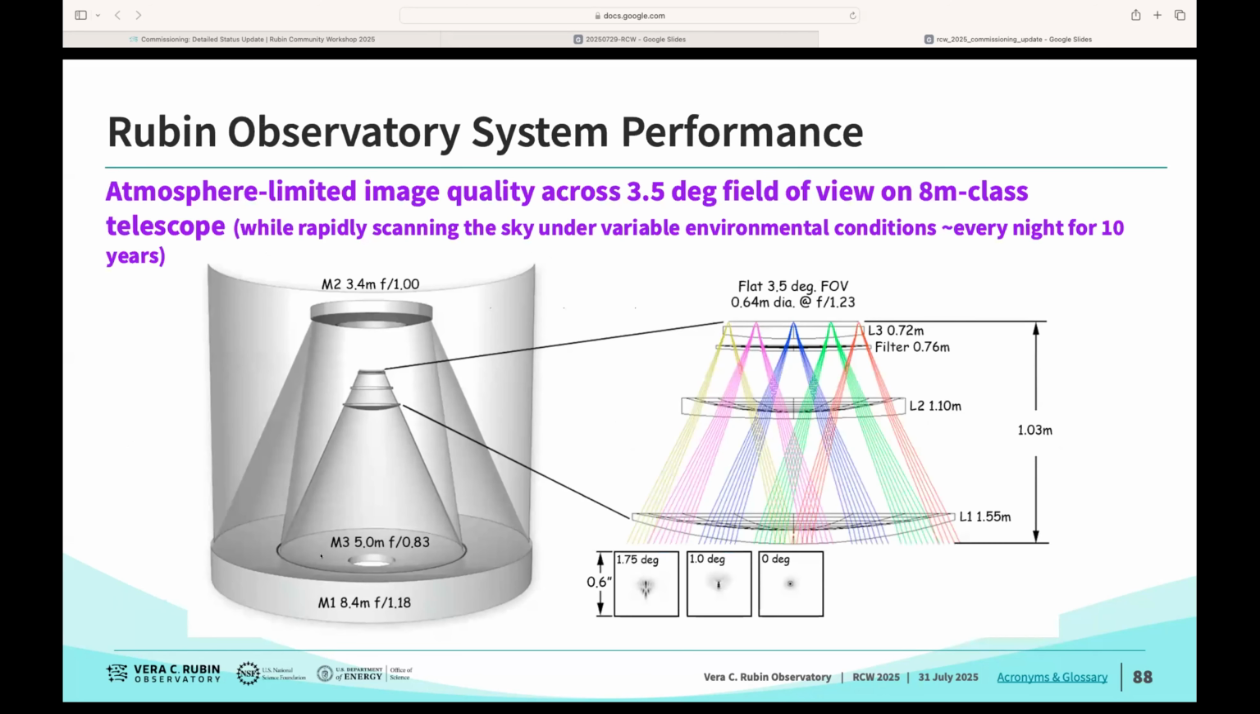So the big picture here is that at Rubin Observatory, we're trying to do something that's never been done before. We're trying to achieve atmosphere-limited image quality across a 3.5 degree field of view on an 8-meter class telescope. And we need to do this while rapidly scanning the sky under variable environmental conditions every night for 10 years. So it's not just about the capability, it's about directing 350,000 kilograms of glass and metal to hold the surface of the mirrors steady within about 10 nanometers precision, while constantly moving the telescope under all different environmental conditions. Next slide.